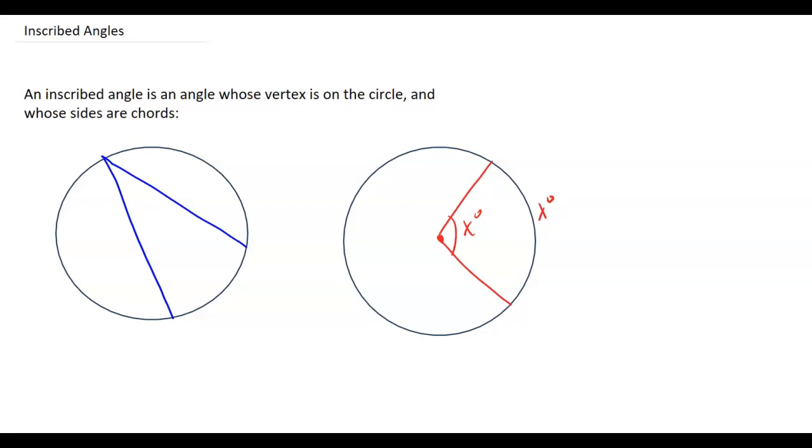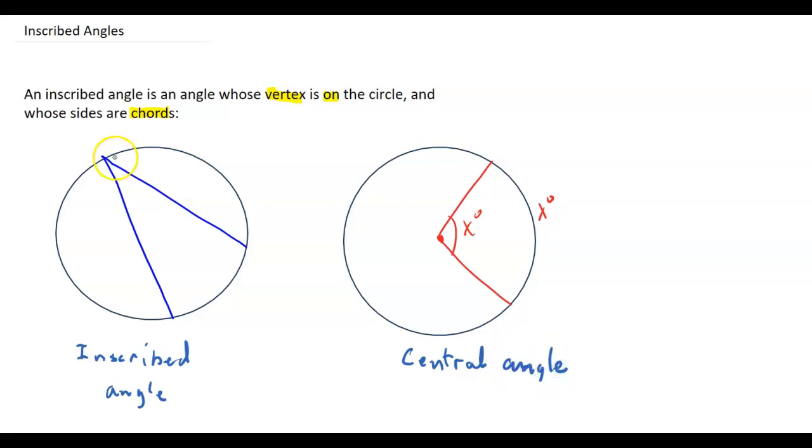Inscribed angles. So an inscribed angle is an angle whose vertex is on the circle and whose sides are chords. So here's a picture of an inscribed angle. This is an inscribed angle. And remember, this is a central angle.